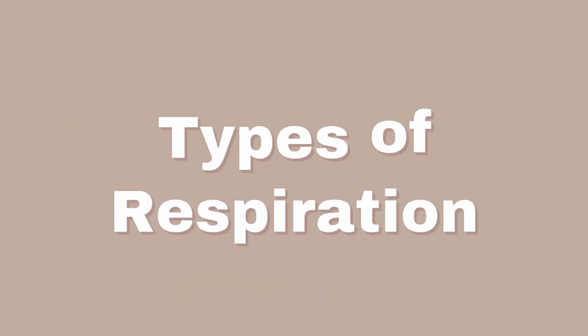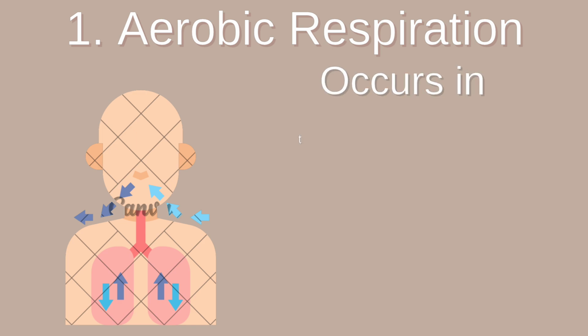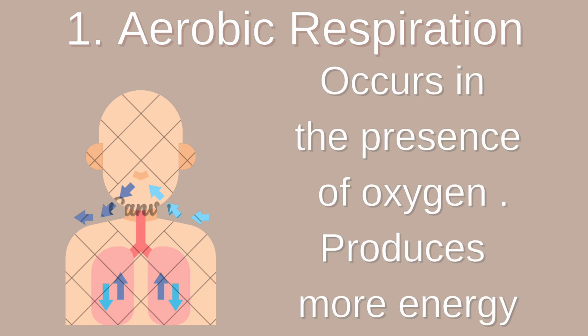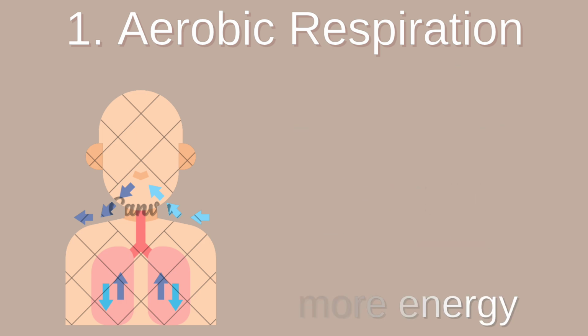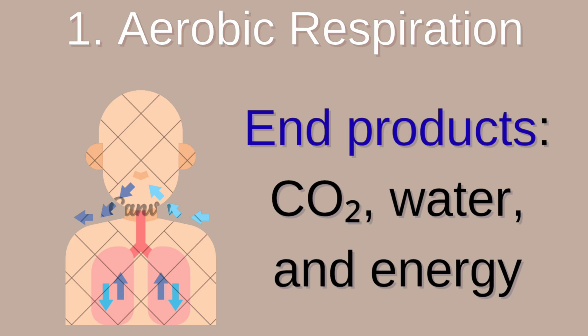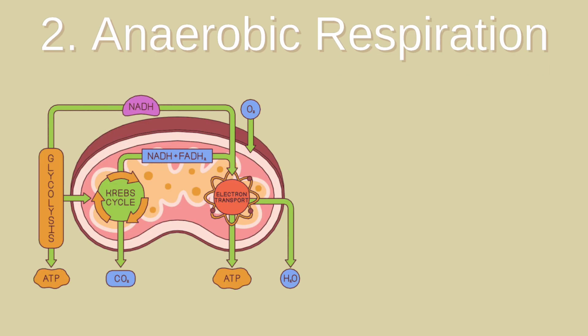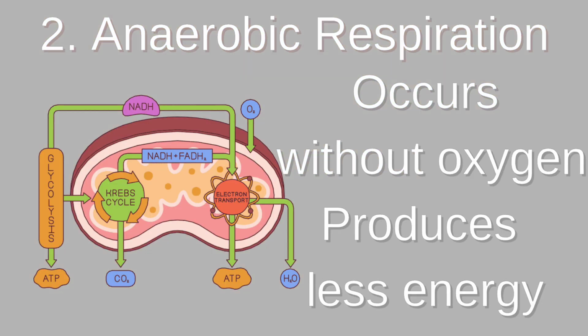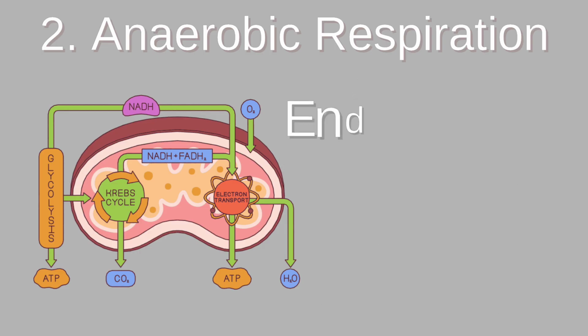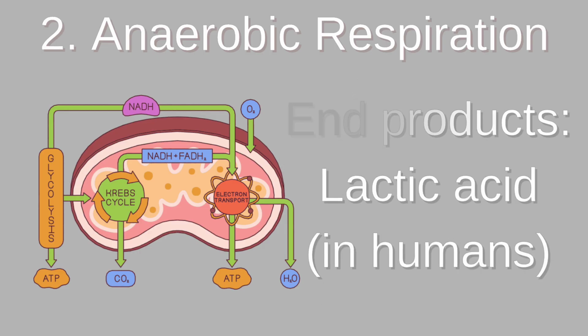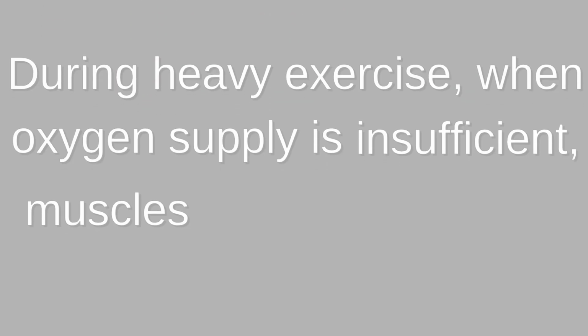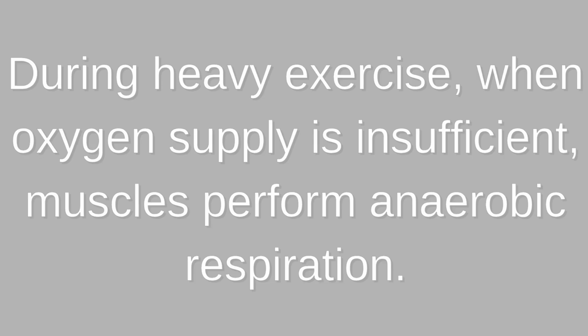Types of respiration. Aerobic respiration occurs in the presence of oxygen and produces more energy. End products: carbon dioxide, water, and energy. Anaerobic respiration occurs without oxygen and produces less energy. End products: lactic acid in humans. During heavy exercise, when oxygen supply is insufficient, muscles perform anaerobic respiration.